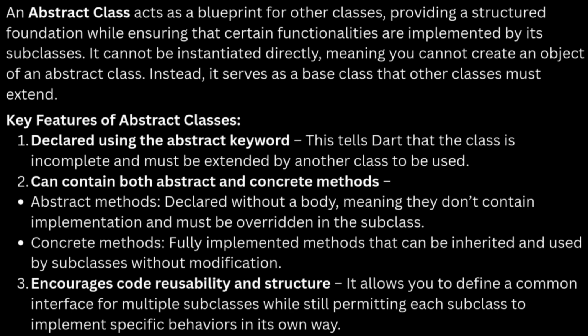Second, an abstract class can contain both abstract methods and concrete methods. Abstract methods are declared without a body. This means they don't have an implementation in the abstract class itself and must be overridden in the subclass. Concrete methods, on the other hand, are fully implemented methods that a subclass can inherit and use without modification.